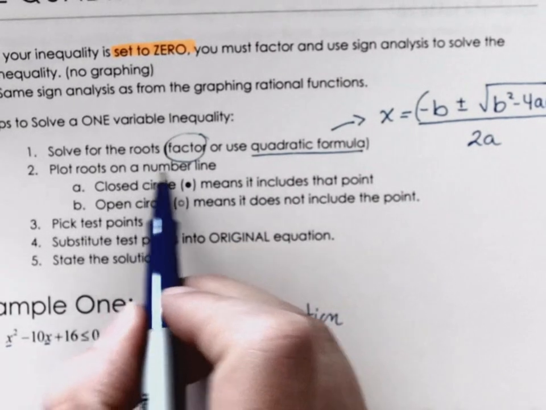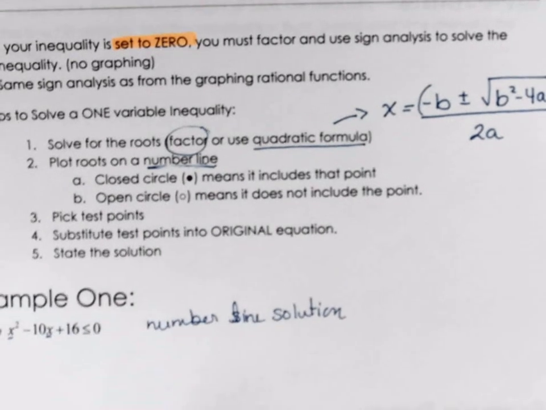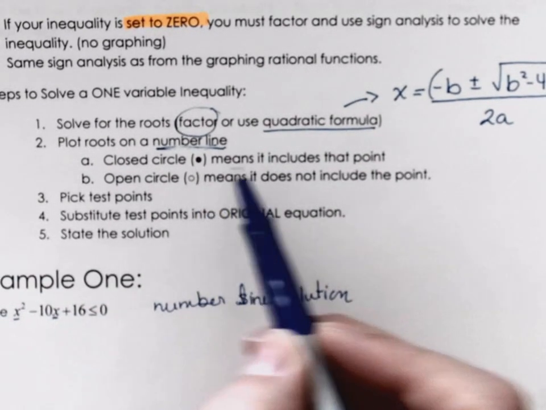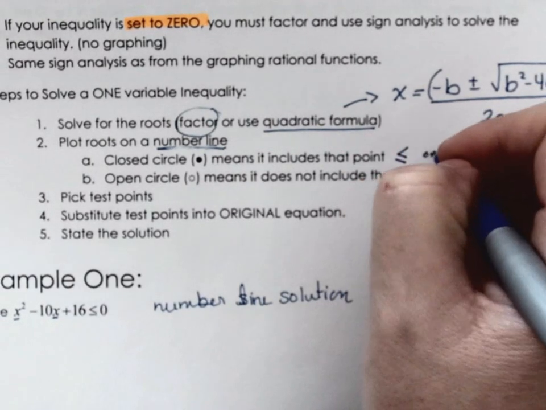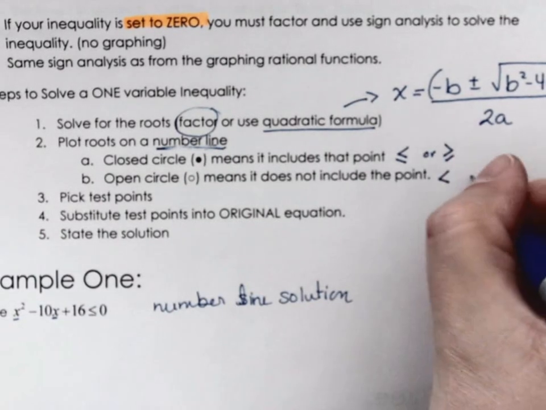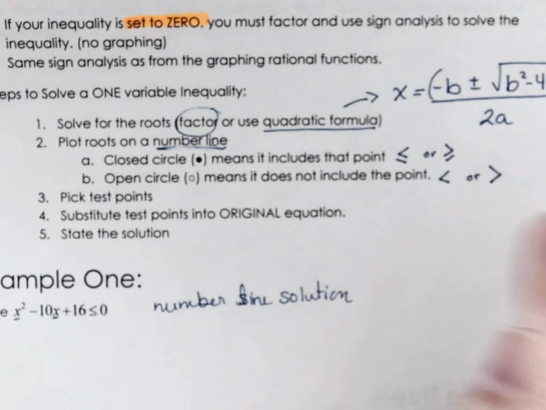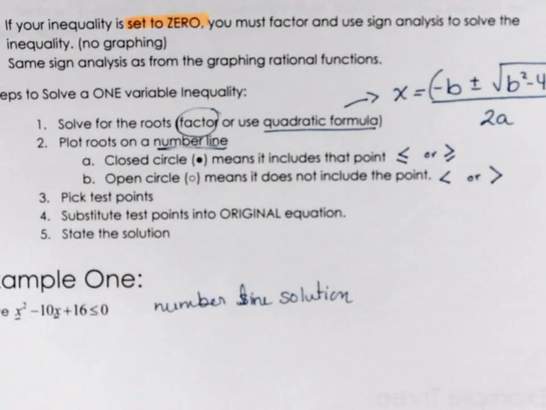Plot the roots on a number line. When I'm talking about a number line solution, you did this in grade 9, but that was a long time ago. A closed circle means that it includes that point. That's going to be your less than or equal to or greater than or equal to signs. If it's a less than or a greater than without the equal to sign, we use an open circle. It just means that it doesn't include the point.